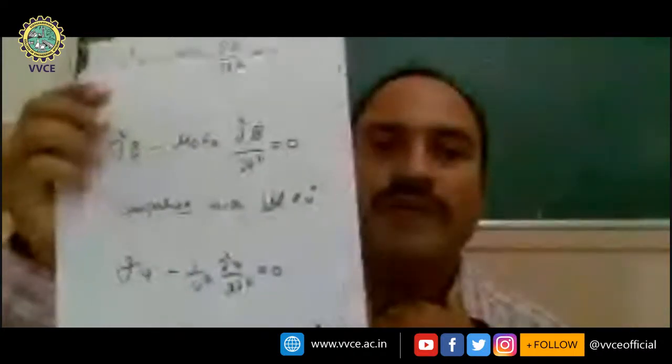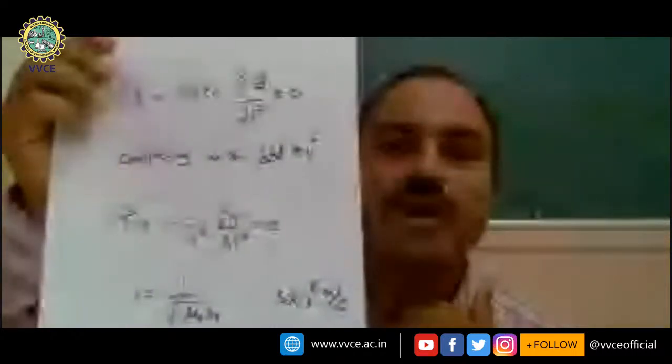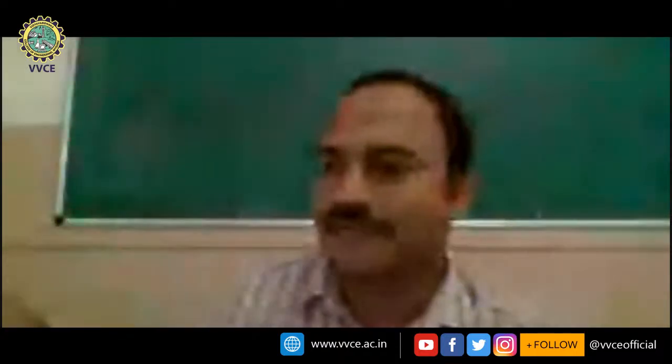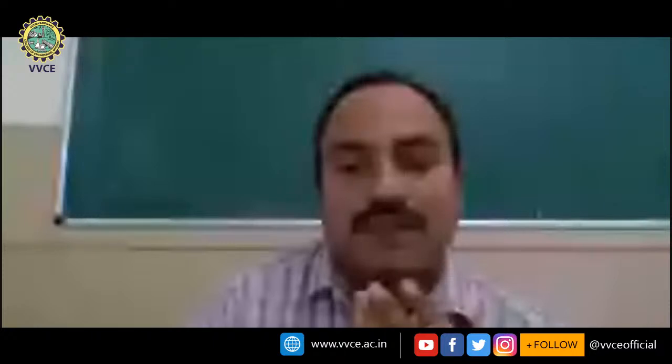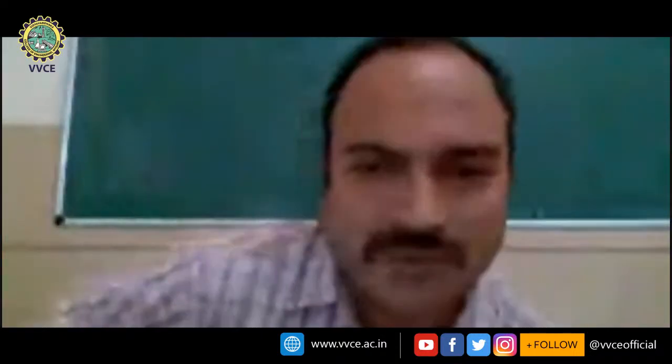So we can equate velocity. The velocity of the disturbance happens to be 1 by root of mu naught and epsilon naught. The value happens to be 3 into 10 to the power of 8 meter per second. At the same time, many experiments were going on all around the world to determine the speed of light, like the Michelson experiment, Morley experiment, and interferometer experiments. So the velocity of light happens to be 3 into 10 to the power of 8 meter per second.